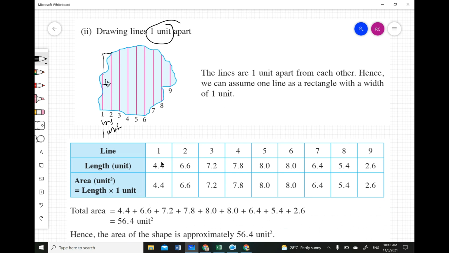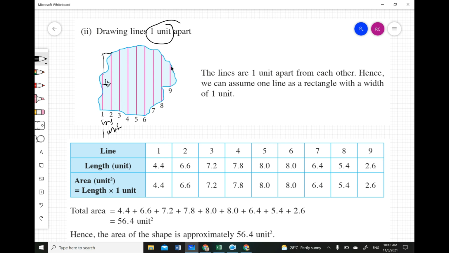So very simple. To get the area, you just use 4.4 multiplied by 1. We get 4.4. Second line over here, it is longer. So we will have the value of 6.6. And also the rest that you can see are getting longer again. So we will have 7.2, 7.8, 8.0, 8.0 until the end. The last one is the shortest one.